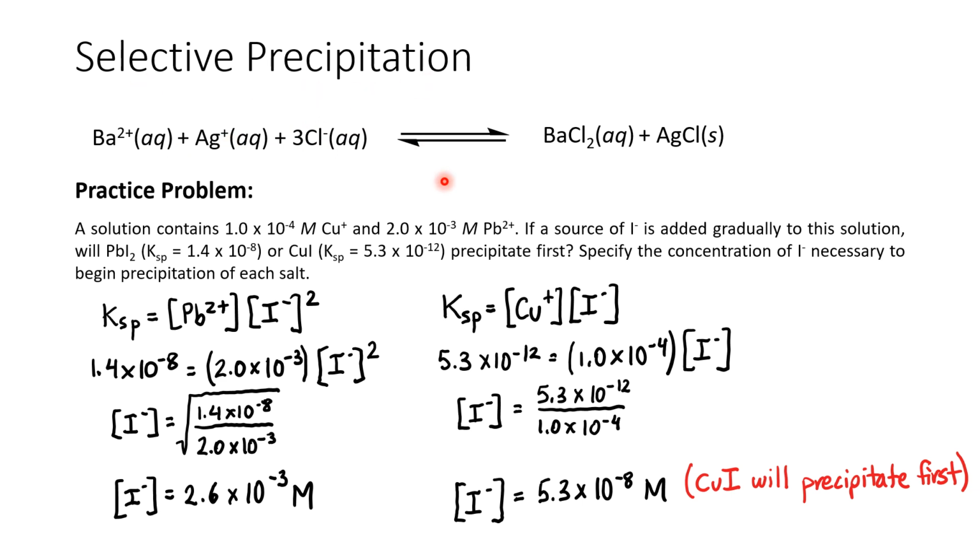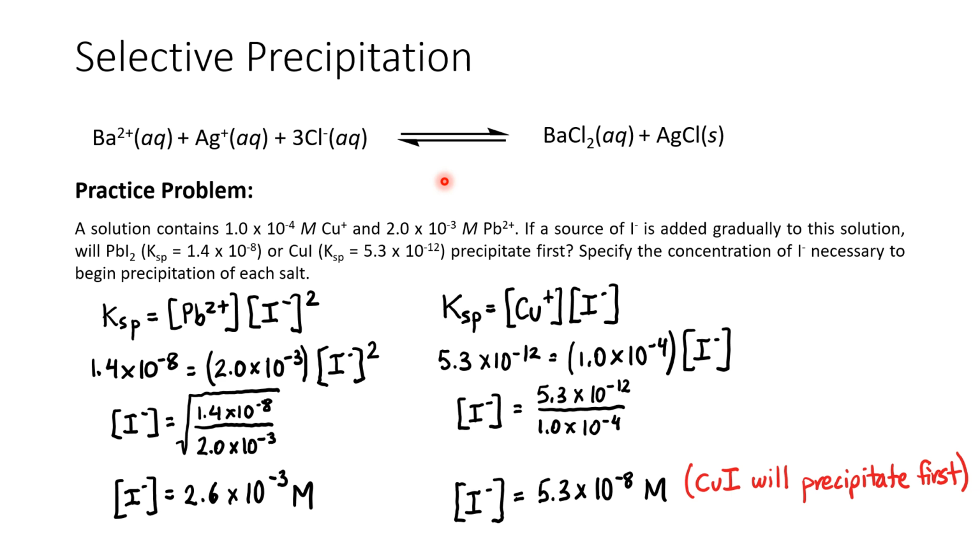This is really valuable because if you have certain contaminants in water, certain ions you don't want in the water, you can selectively precipitate the ions you don't want and keep the ions you do want, any healthy ions or minerals and things like that. You keep the good ones and take out the bad ones. That's just one application of selective precipitation. But here's a practice problem related to it.